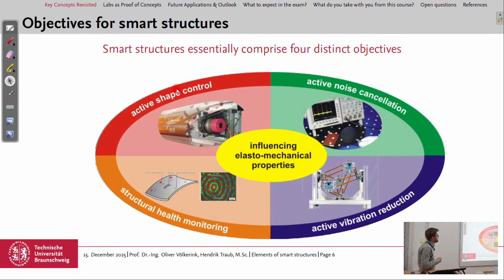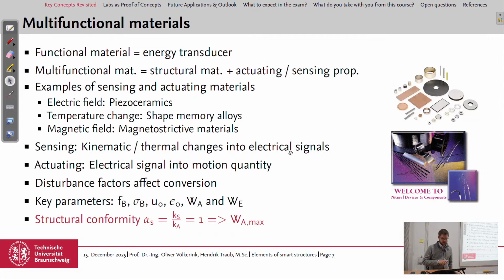Smart structures comprise 4 distinct objectives. Active shape control, we will have a look at that also. Then structural health monitoring, which was no clear focus of this short course. We only briefly introduced it. Then active vibration control and active noise cancelling. These two are closely connected, and all of them target the influence of the elastomechanical properties.